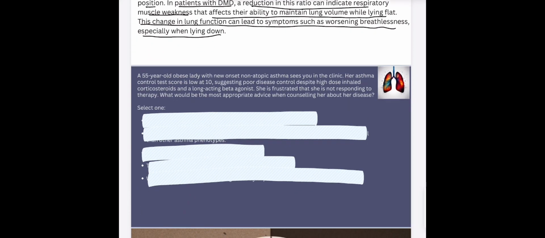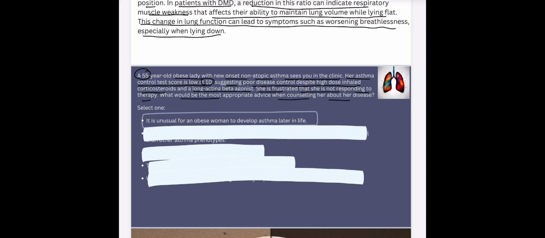Next question. A 55 years old obese lady with new onset non-atopic asthma sees you in clinic. Her asthma control test score is low, 10, suggesting poor disease control despite high dose of inhaled corticosteroids and a long-acting beta agonist. She is frustrated that she is not responding to therapy. What would be the most appropriate advice when counseling her about her disease?